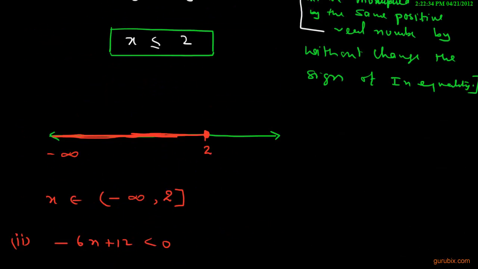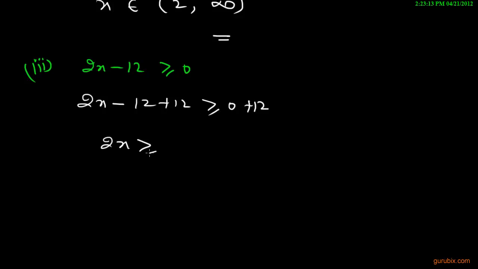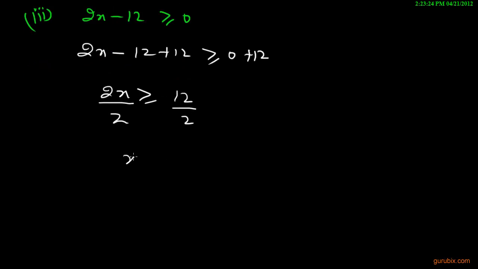In the third part we are given the inequation 2x minus 12 greater than or equal to 0, and we know that we can add the same number to both sides of the given inequation. Then we can write 2x minus 12 plus 12, and here 0 plus 12. Then it will be 2x greater than or equal to 12, and we can divide by the same positive number without changing the sign of inequality. Then it will be x greater than or equal to 6.